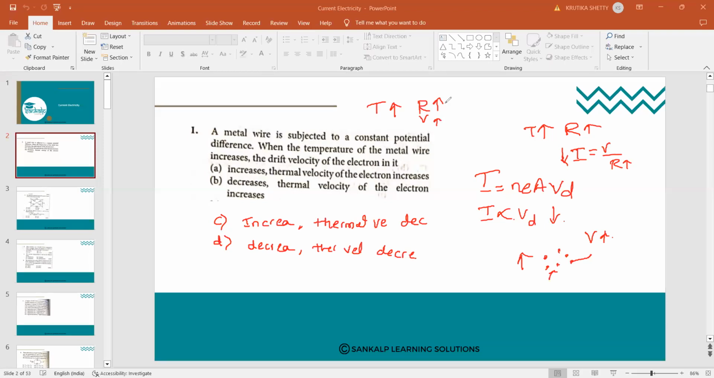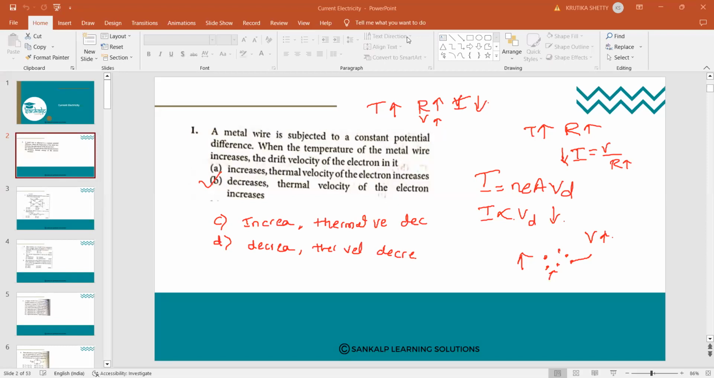As the resistance increases, the current value decreases. So option B is the correct option. I hope it is clear to you. It purely depends on the temperature factor. Option B: the drift velocity decreases, but the thermal velocity of the electron increases. Thermal velocity means, due to the temperature, the velocity of the electron is increasing. So option B is the correct option.